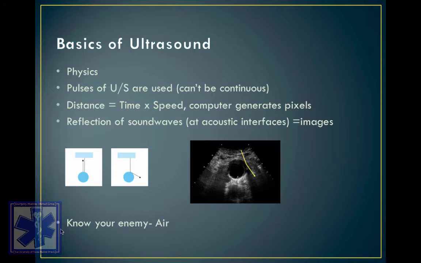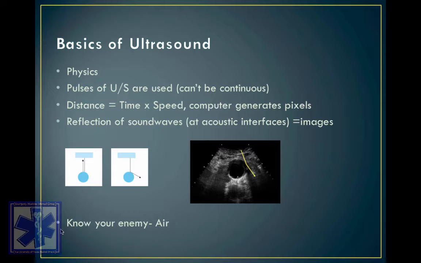Because of that, you get artifacts. The computer doesn't know that it's an artifact. It's just showing you what it reads from the reflections. So when it comes straight back, it looks nice and round, and you can tell it. When it bounces off to the side, you'll get these nice shadows coming down the side of pretty much every hollow organ you hit. You just know to expect them so you know what's normal and what's not.